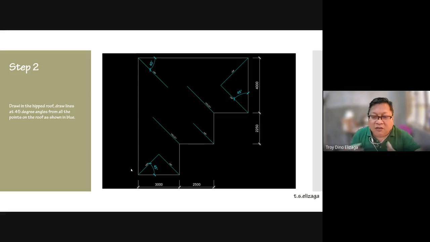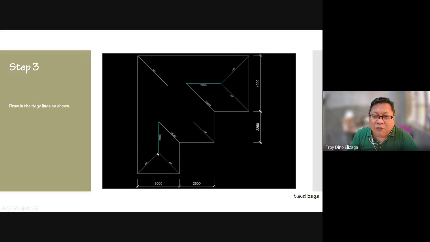So if they intersect, that ends the 45-degree line. So we have identified the hip, the ridge here. But then otherwise we just draw in, and then we just wait for the next step to determine where it should end. So in the next step, we put in the ridges, and then it intersects with the 45-degree lines which were drawn in, which here in this case are the valleys.